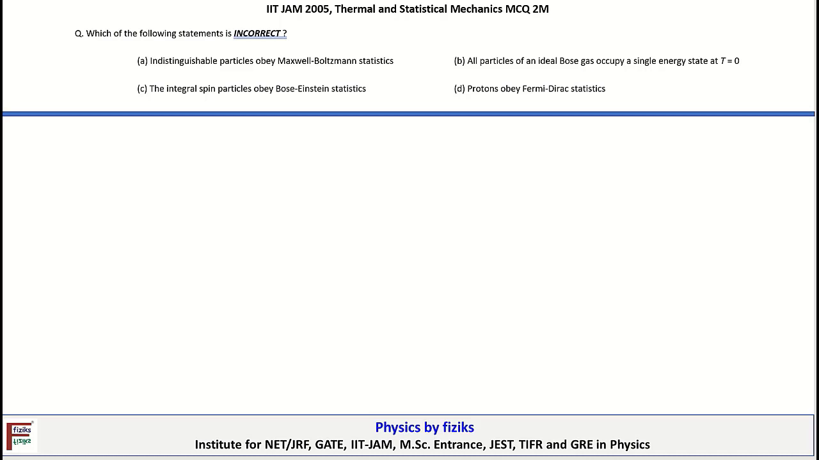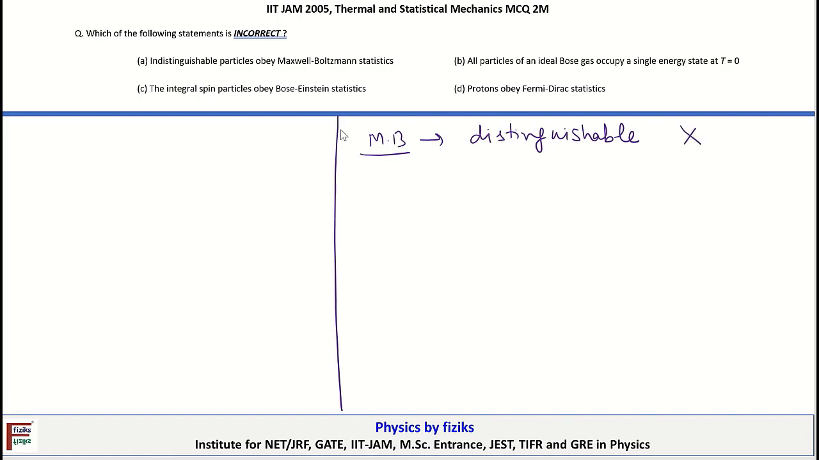So let's continue with the next question. The statement is: which one of the following statements is incorrect? So out of these 4 statements we have to identify the incorrect one. Let's go one by one. Indistinguishable particles obey the Maxwell-Boltzmann statistics. In Maxwell-Boltzmann statistics the particles are treated as distinguishable. So that means the given statement is incorrect.